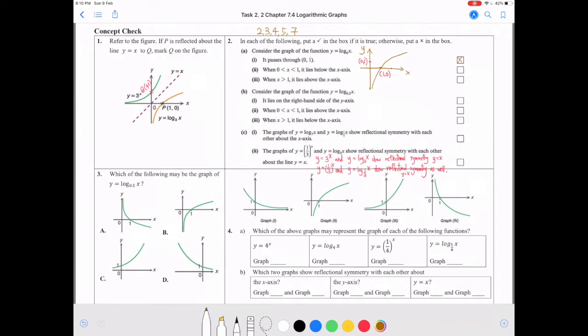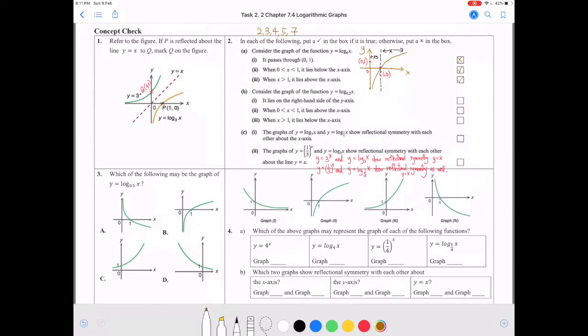When x is in between 0 and 1, it lies below the x-axis. Let me draw a vertical line first. X is in between 0 and 1, so this is 0, this is 1. Does it lie below the x-axis? Yes. So this is correct. When x is bigger than 1, so x is here, the graph lies above the x-axis.